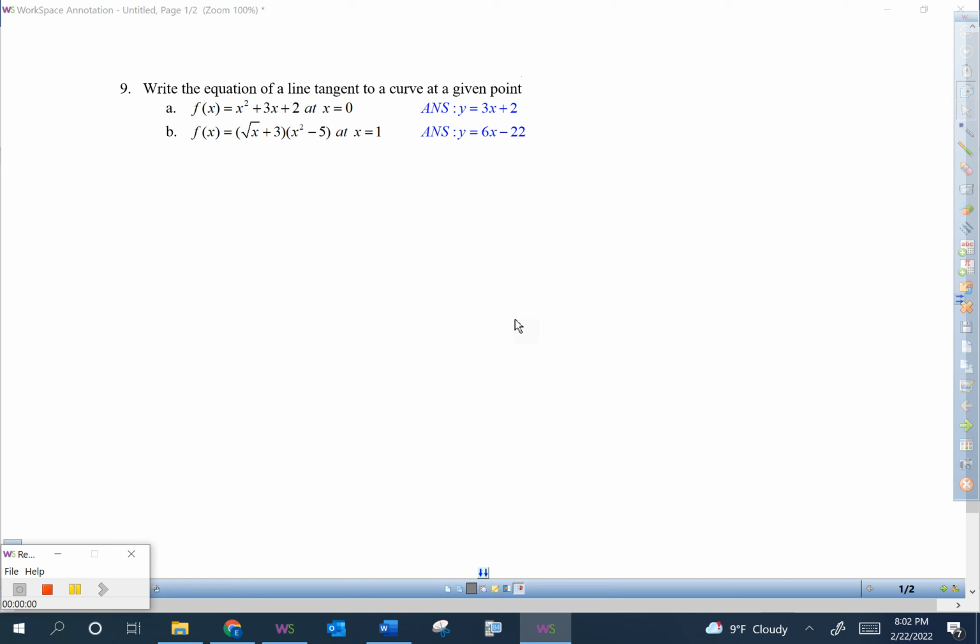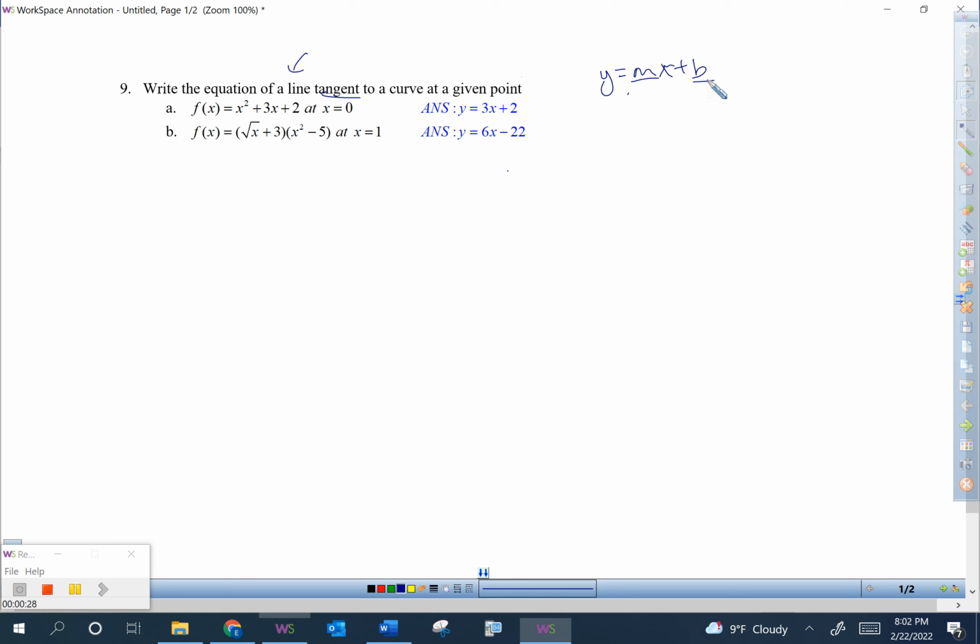All right, folks, number 9 and number 10 on the concept list both talk about tangent lines to a particular curve. So they're giving you an equation, and you're expected to write the equation of the line tangent at a given point. So the first thing is to understand when we're talking about an equation of a line, the most common form of a line is mx plus b, which is slope-intercept form.